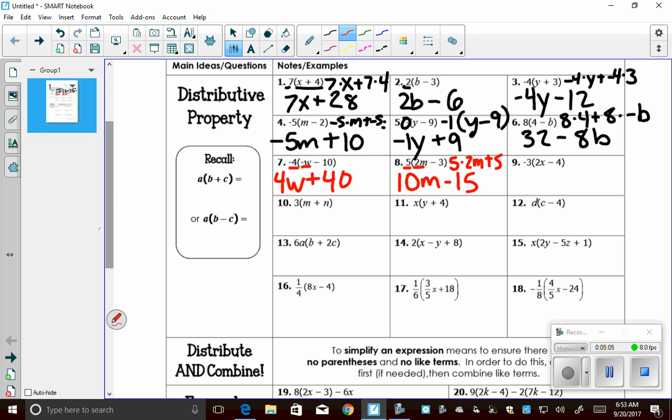So I'm going to do a negative 3 now. So negative 3 times 2x gives me a negative 6x. A negative 3 times a negative 4 gives me a positive 12.